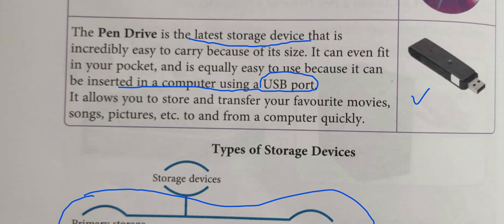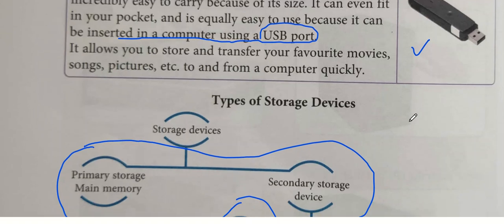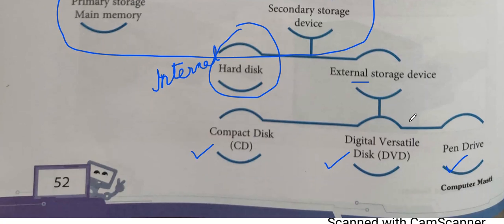So this is the pen drive. You have seen the pen drive. Pen drive is basically the name we have given to this storage device because it can be kept inside the pocket and we can carry it very easily. So this was all about the types of storage devices.